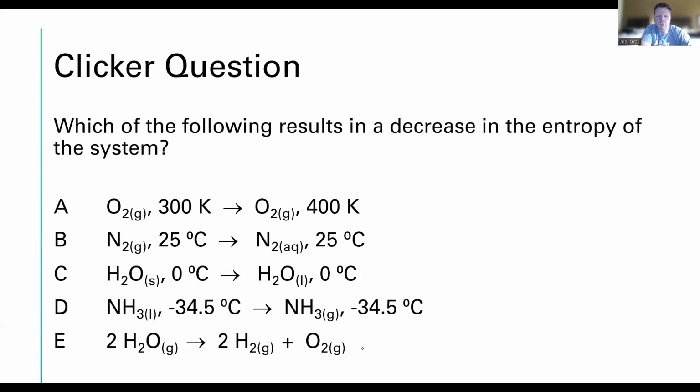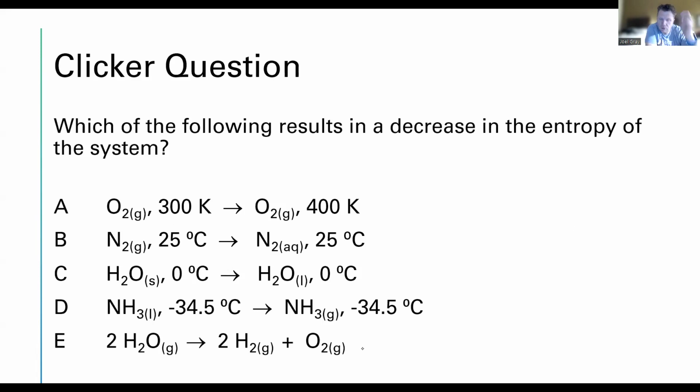And number two, we've got N2 at 25 degrees Celsius as a gas going to an aqueous substance. That chances are, well, we're going from a gas where there's some order to an aqueous substance, which is something that has lost an electron. So it's even more disordered. So that's not going to result in a decrease in entropy either.